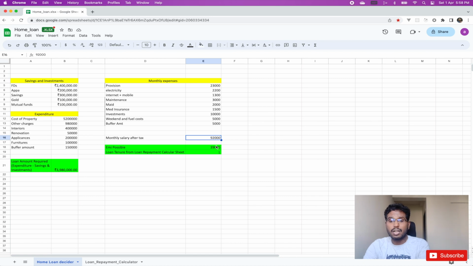So the EMI which I can afford is around 39,000. It's not around actually. It's almost the exact amount which I'm sure I can pay, right? Plus or minus 1 or 2,000. So this way you know the EMI amount you can afford. So now with this we can calculate the tenure of the loan.